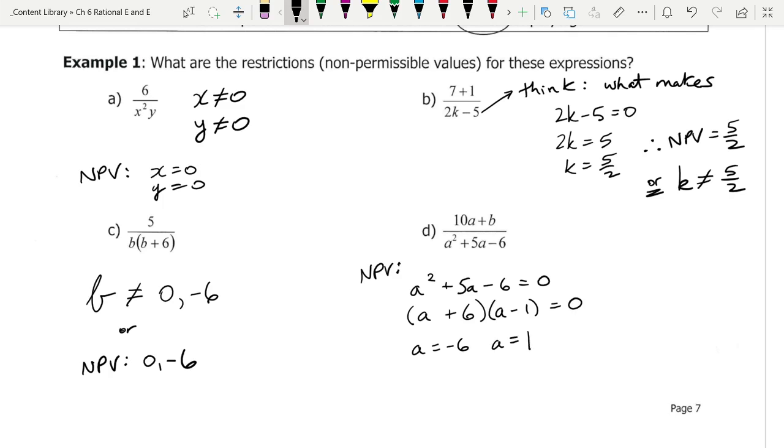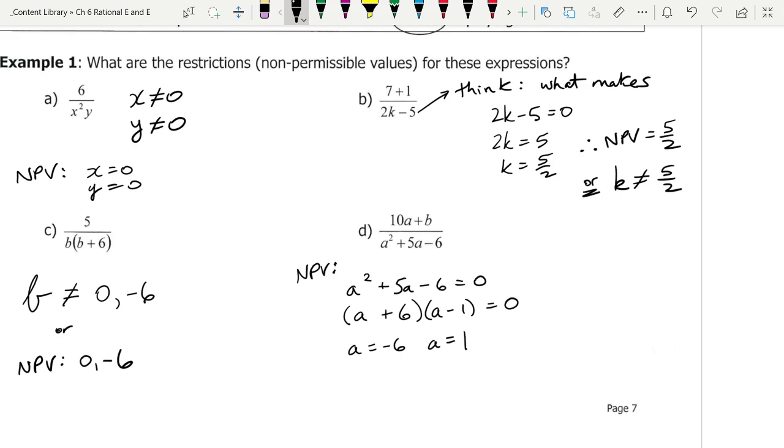Or, another way you could say this is the domain of this expression. What's the domain of this expression, anywhere that it exists? Well, my domain would be x cannot equal -6 and 1, but it could be any other real number you like.